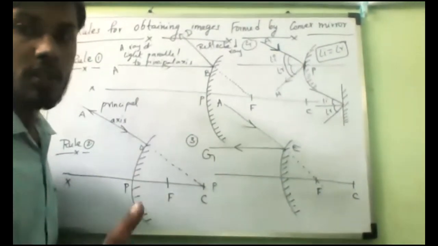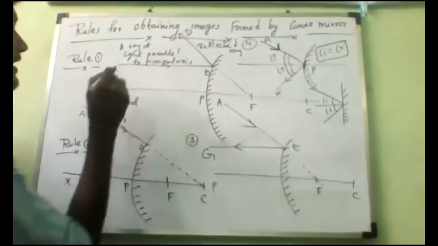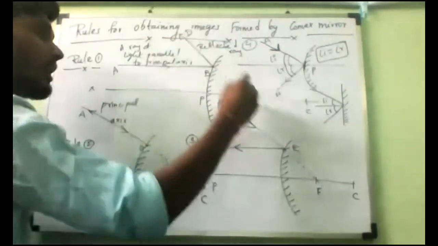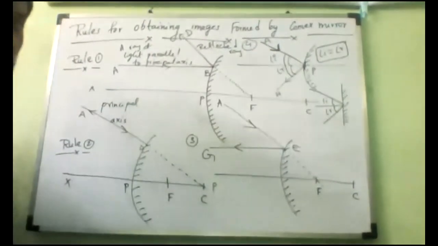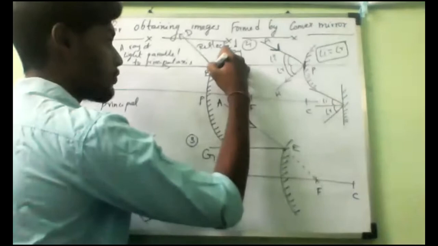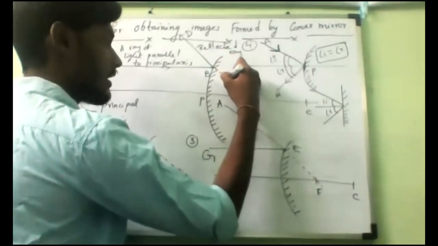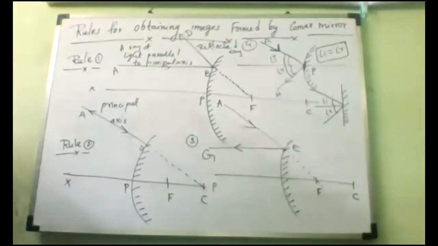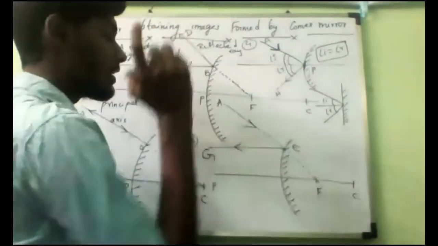Anybody, if you have doubt, you just ask me. Rule number one: a ray inserted parallel to the principal axis will appear to be going through the focus. But here you see, this is a virtual focus. That is why you have to mention it with dotted lines. All of you should remember that. You have to mention it with the dotted lines.